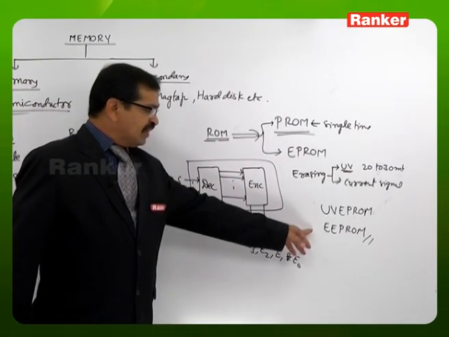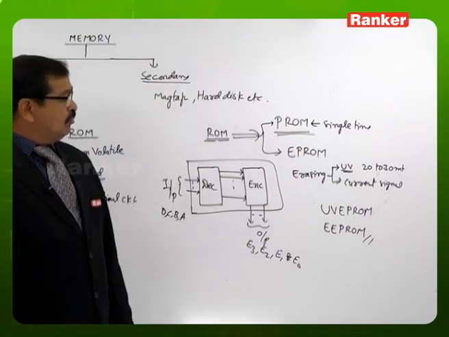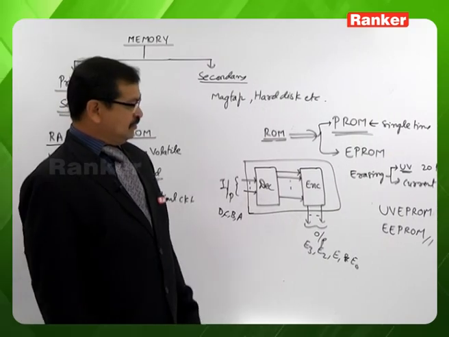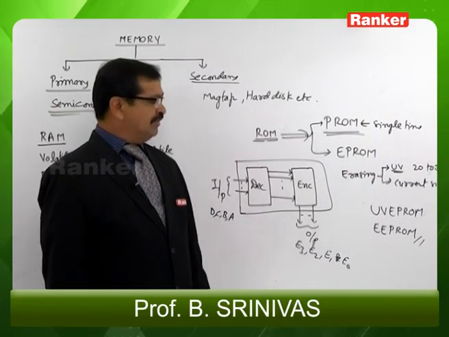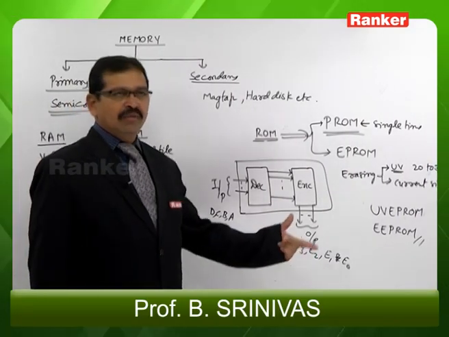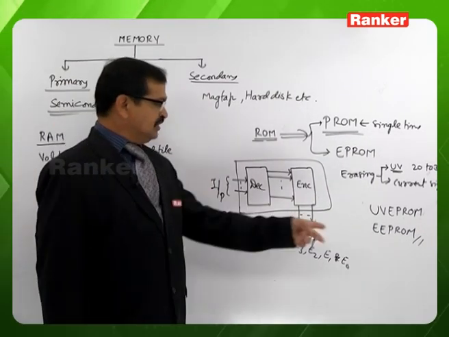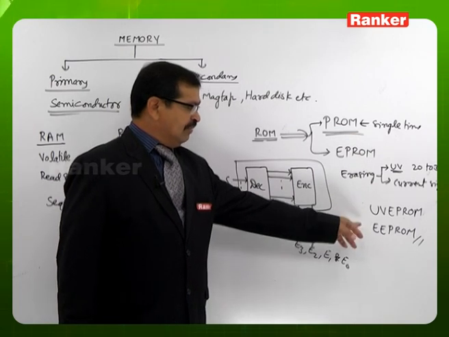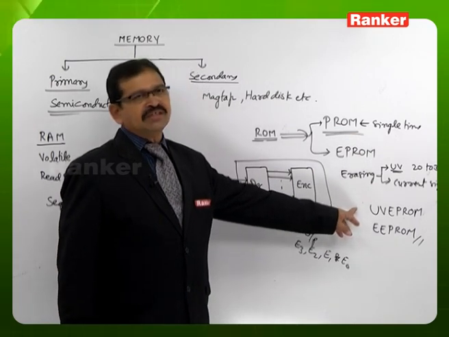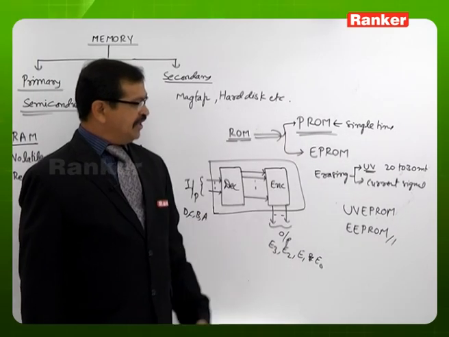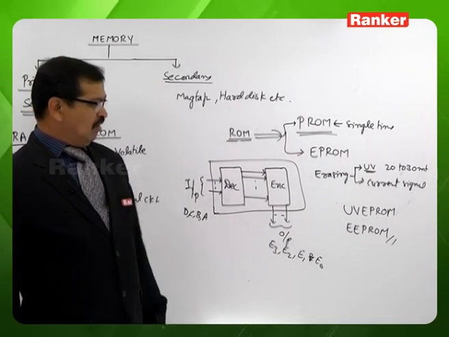In the electrically erasable programmable read-only memory, the erasing operation is possible even at bit level. So if you want, you can erase a particular bit value. If you want, you can change a particular word value. If you want, you can change a group of words. So erasing is possible even at the bit level, whereas in UV erasable memory it is not possible like that. Once a chip is exposed to ultraviolet radiation, the total content is lost.